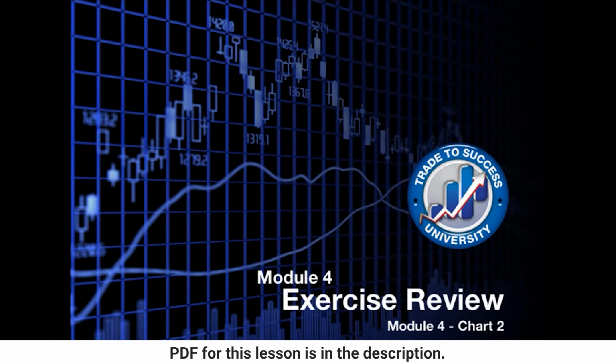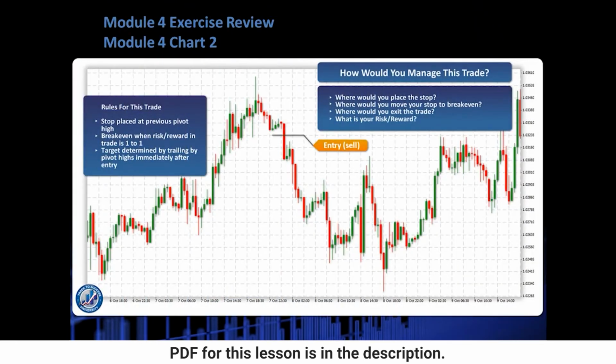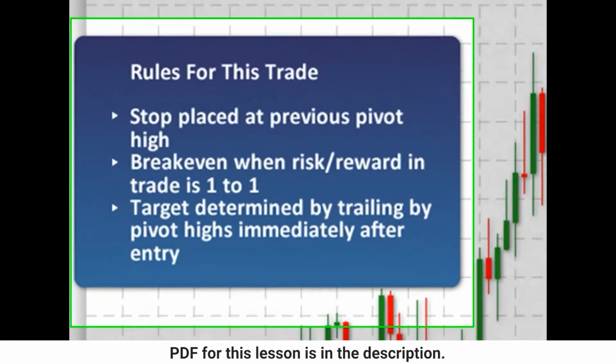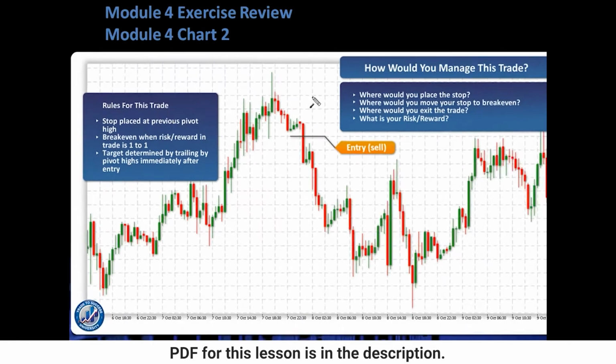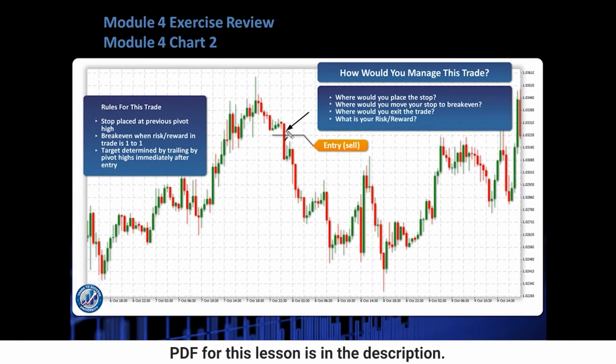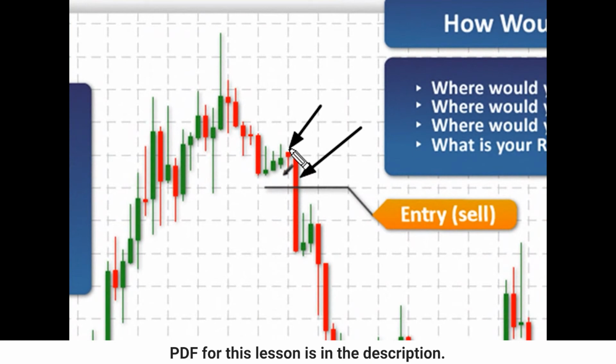Okay, so let's look at Module 4 Chart 2. The rules for this trade are that the stop is placed at the previous pivot high. The break even is when the risk reward in the trade is 1-to-1. And the target is determined by trailing by pivot highs immediately after entry. So where are you going to be placing your stop? The stop, as per the rules, is going to be placed at the previous pivot high. This is the entry bar right here. We go back in time, looking at the bars, seeing which one is a pivot high. And the first pivot high is where you're going to be placing your stop.